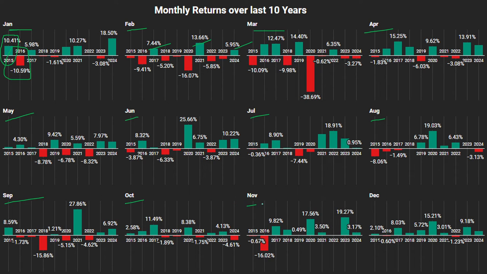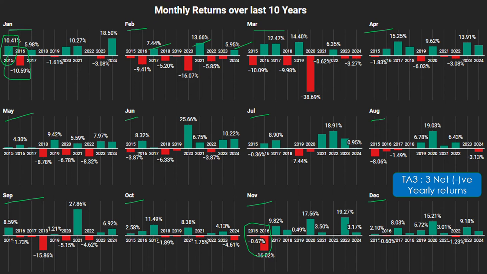But see November over here, 8 positive, only 2 negative, and those 2 years were 2015, 2016. So in the last 8 years continuously, November has given positive returns. December also a similar story, only 2 negative and 8 positive returns out of last 10 years.